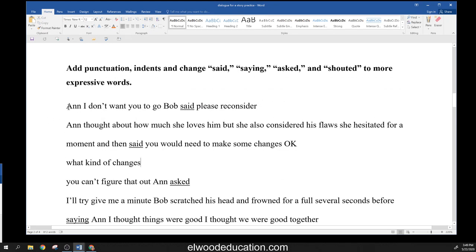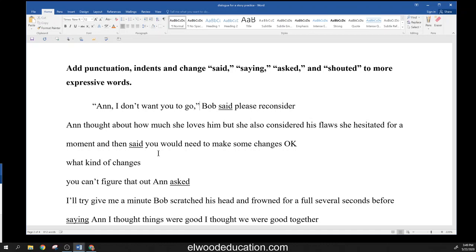The first thing to make note of, which is why you don't have multiple speakers having a conversation in an essay, is that every time a speaker changes, you have a new indent. So Anne is a direct address. We're going to put a comma here. I don't want you to go, comma, close that quotation mark. Bob said. We're going to follow that with a period. Then the next bit of something that Bob says is going to start with the quotation mark, capital P, period, and a closing quotation mark at the end.